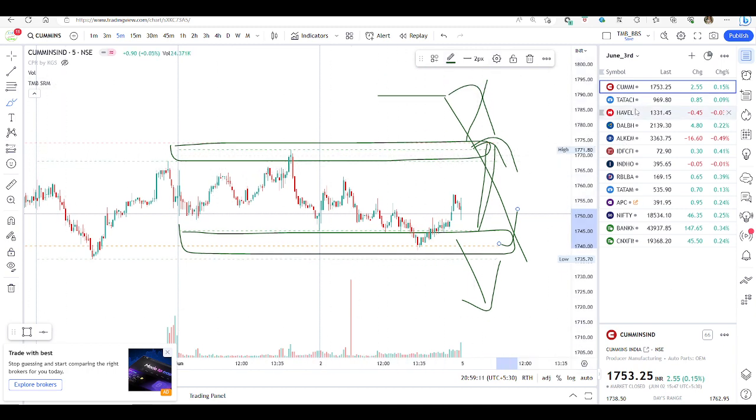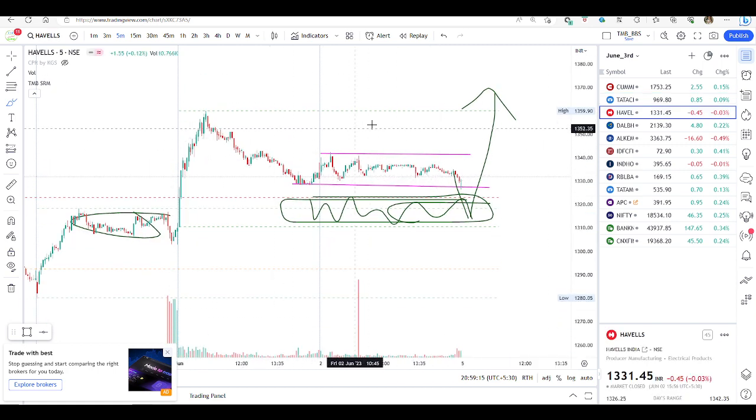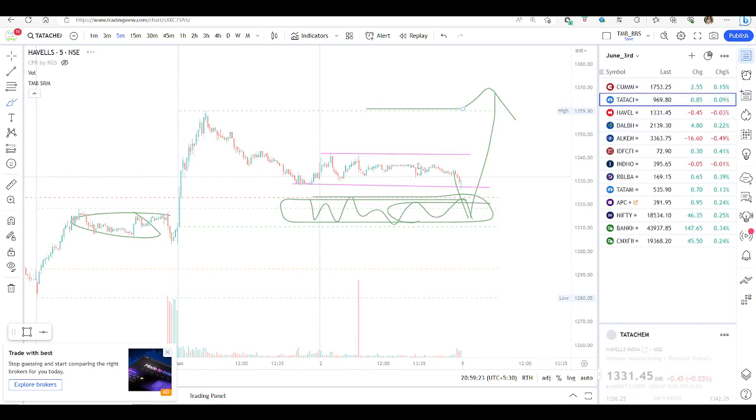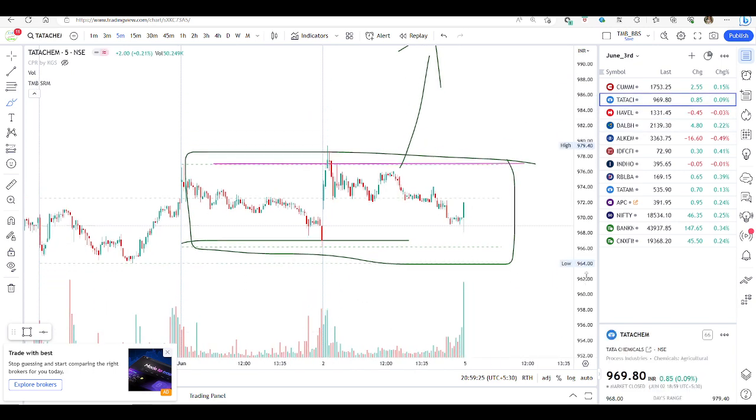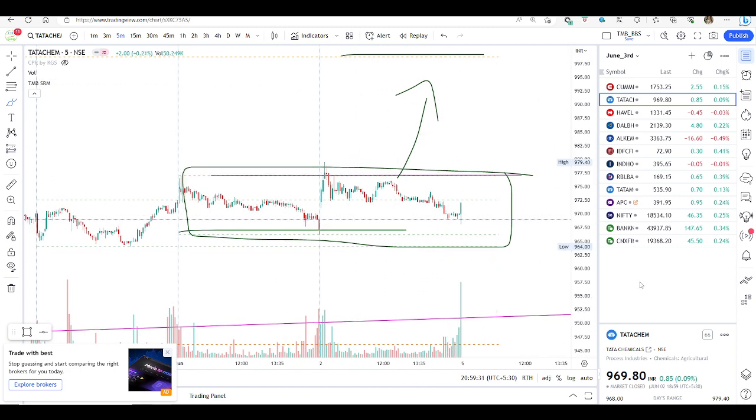Okay, Havells is the buy side. I am looking. We'll see what happens. RBL, most of the things are on the reversal side only. More you can look, but Tata Chemicals. Okay, this Tata Chemicals, I am looking for something on the upside. That's all on this.